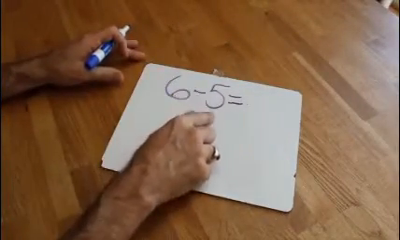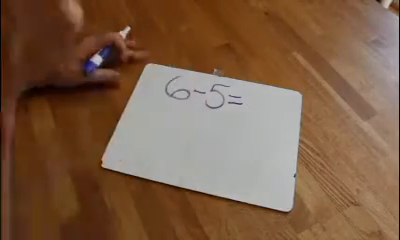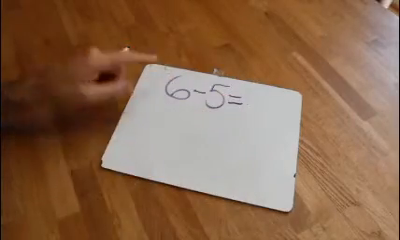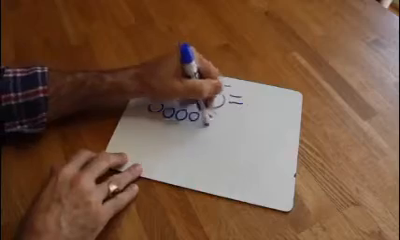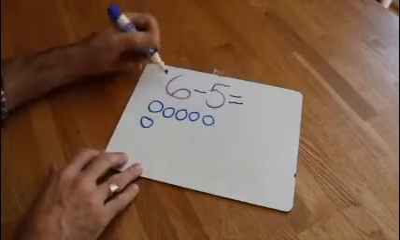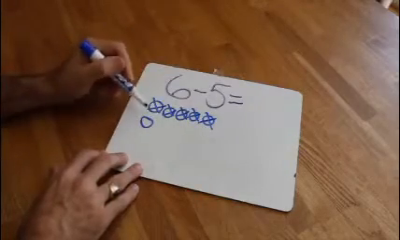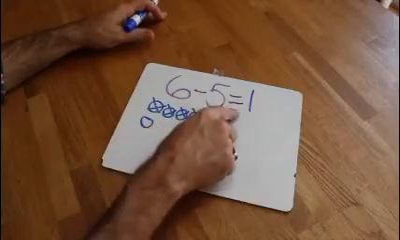6 minus 5 equals. Remember that symbol. Mental math. Fingers. Pictures. Start with your 6. 1, 2, 3, 4, 5, 6. Minus means to take away. How many? 5. 1, 2, 3, 4, 5. How many are left? 1. 6 minus 5 equals 1.